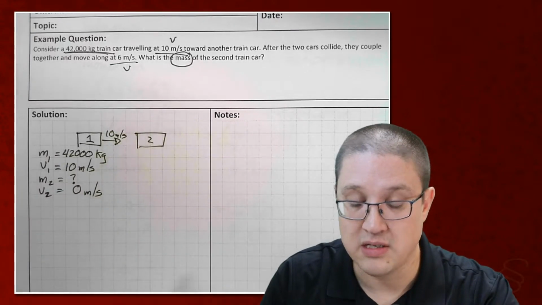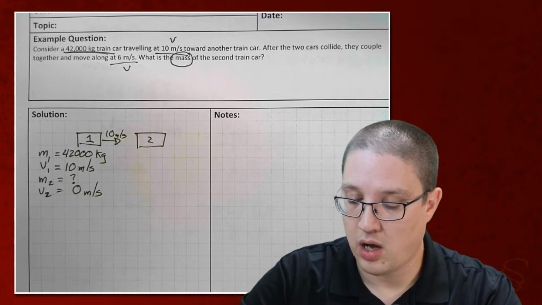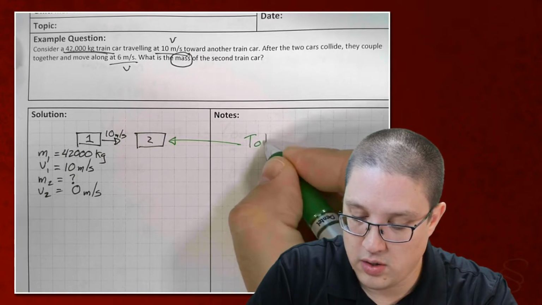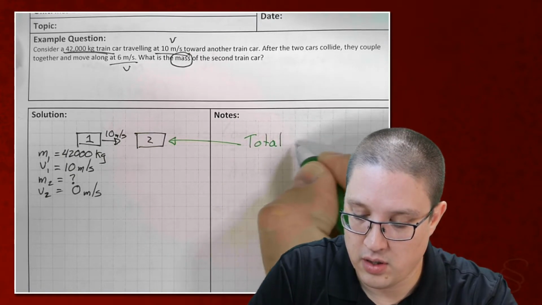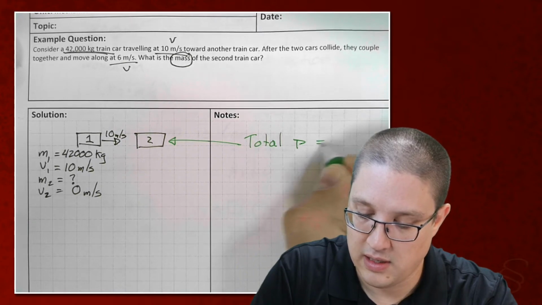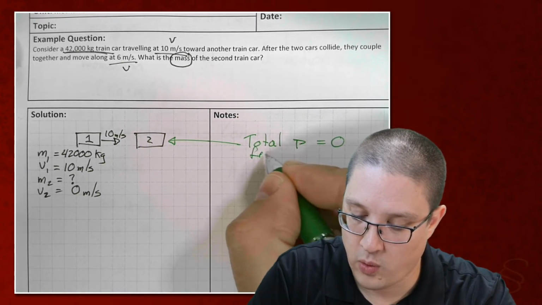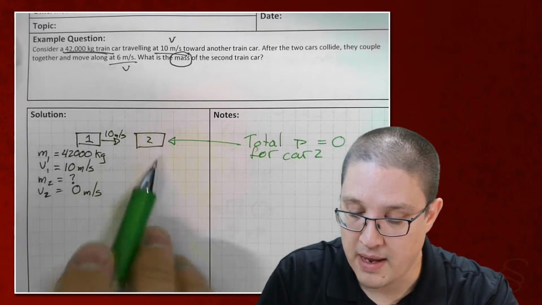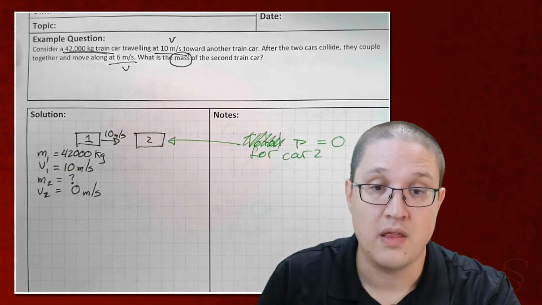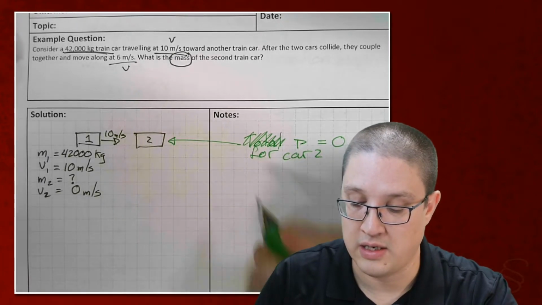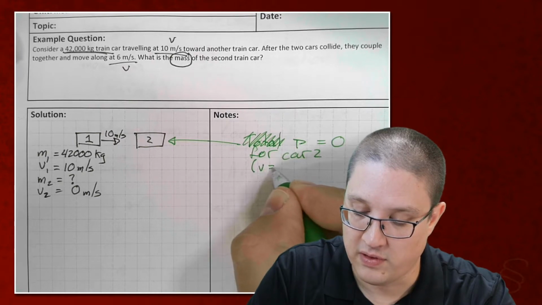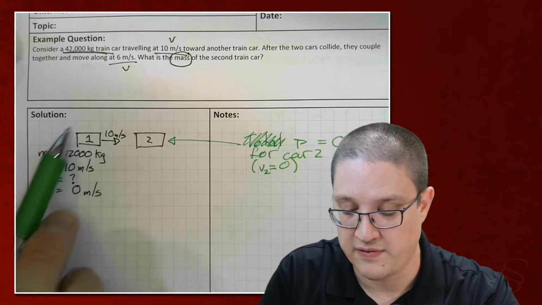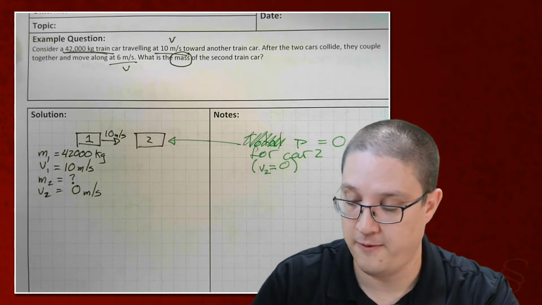What's my total momentum here? Well, I don't need to figure out this one. So I'm going to make myself a note here. Total momentum is 0 for car 2. So the momentum, I should actually cross that out. The momentum for the second car is 0 because the velocity is 0. So I don't need to figure that out to find my total momentum. I just need to figure out the momentum of the first car here.